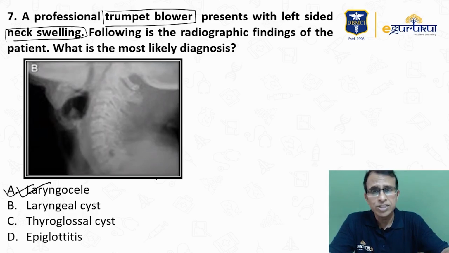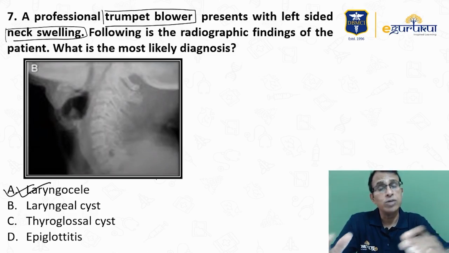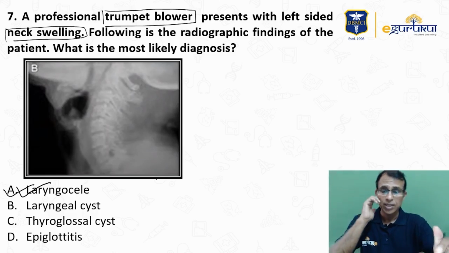And every lecture I tell you this. Laryngocele, there is a neck swelling, and it is seen in trumpet blowers. I give the examples also. People who have to blow trumpets, they are trumpet blowers, they will have laryngocele. So it is a very straightforward question, nothing here. They only give you the image maybe to confuse you, but even if you do not look at the image, you know it is laryngocele.